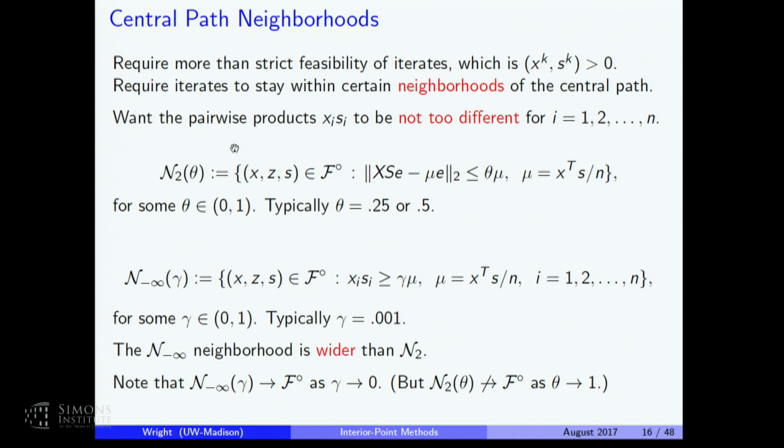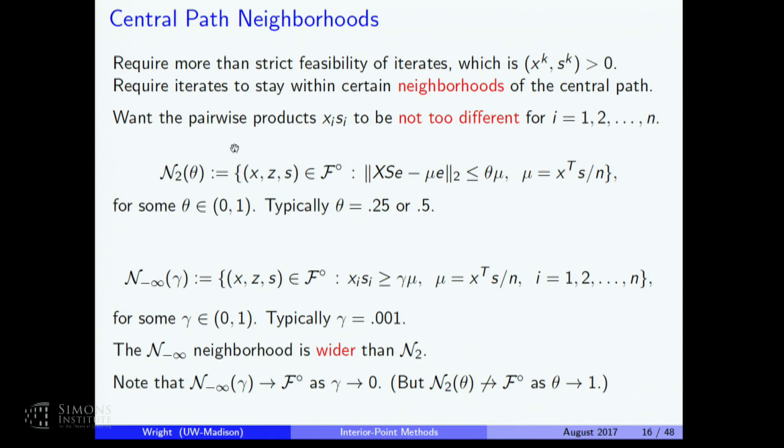Okay? And one way to define them is to say, well, they're not too different from their average value, which is mu. Mu is the average value here. So there are a couple of ways to measure neighborhoods. These are the two most common ones. The first one says that if you take the vector of xi times si's, that vector where x1, s1, x2, s2, and so on down to xn, sn, and you subtract off the vector of mu's, which are their average values, that the 2 norm of that vector is less than or equal to theta times mu, where theta is something between 0 and 1. So that's a 2 norm neighborhood.